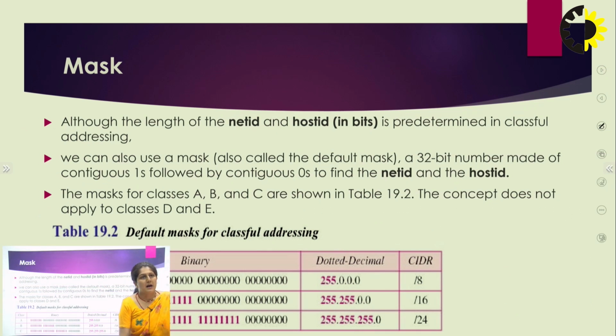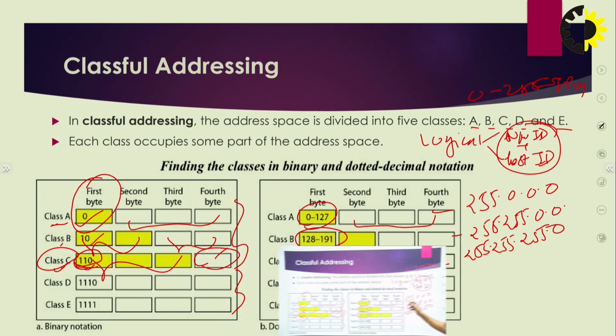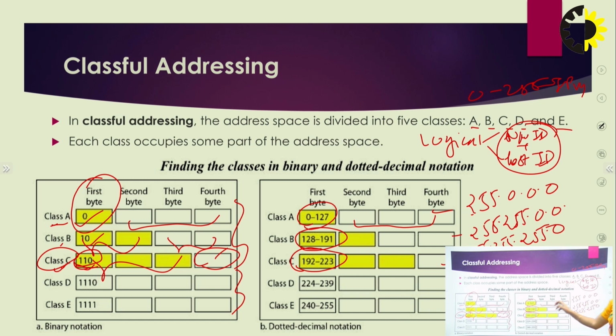So what is the mask? I am sharing here that the default subnet mask is 255.0.0.0. Here 255.255.0.0. So what are the default masks?